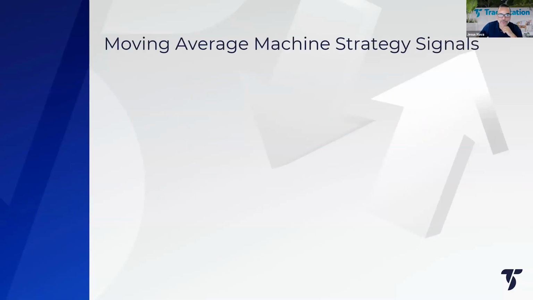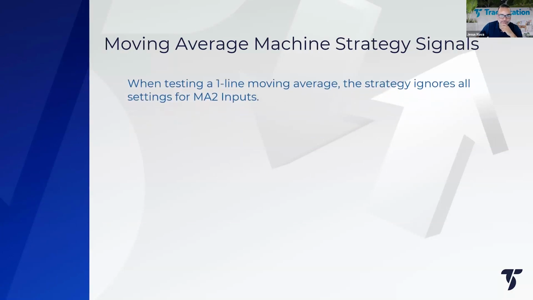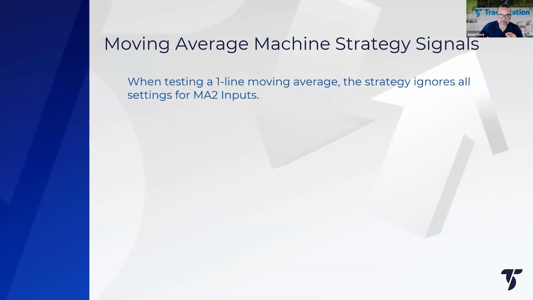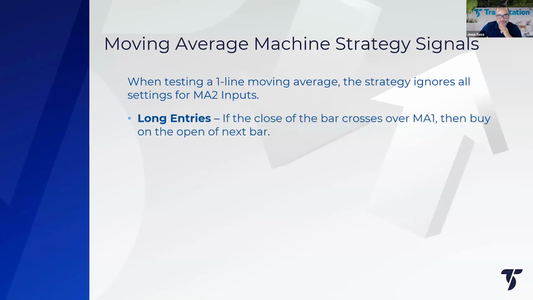Let's talk about signals before we jump over here to the TradeStation platform. When we do a one-line moving average, the strategy ignores all settings for MA2 inputs. Once we go over to the strategy inputs, this will all make sense. And we have inputs for two lines, for moving average 1 and moving average 2. But if you set the strategy to only use one line, then of course it's only going to look at the moving average 1 settings, and it'll ignore the settings for the moving average 2.